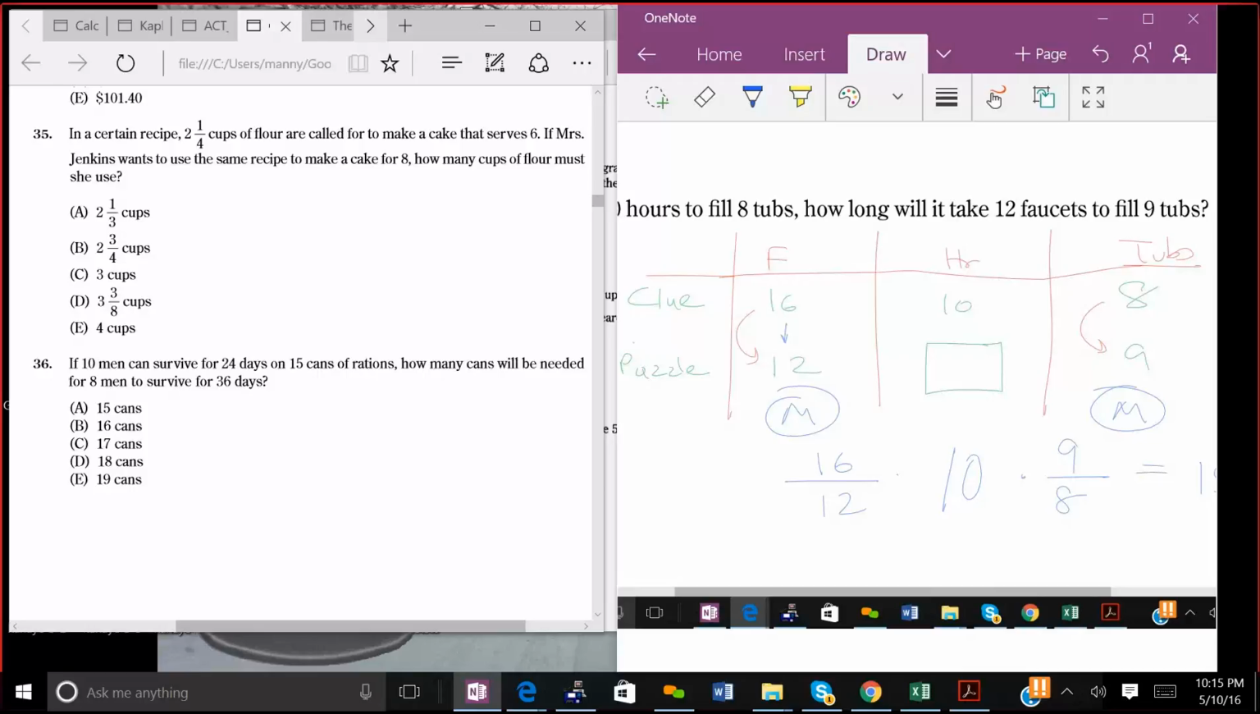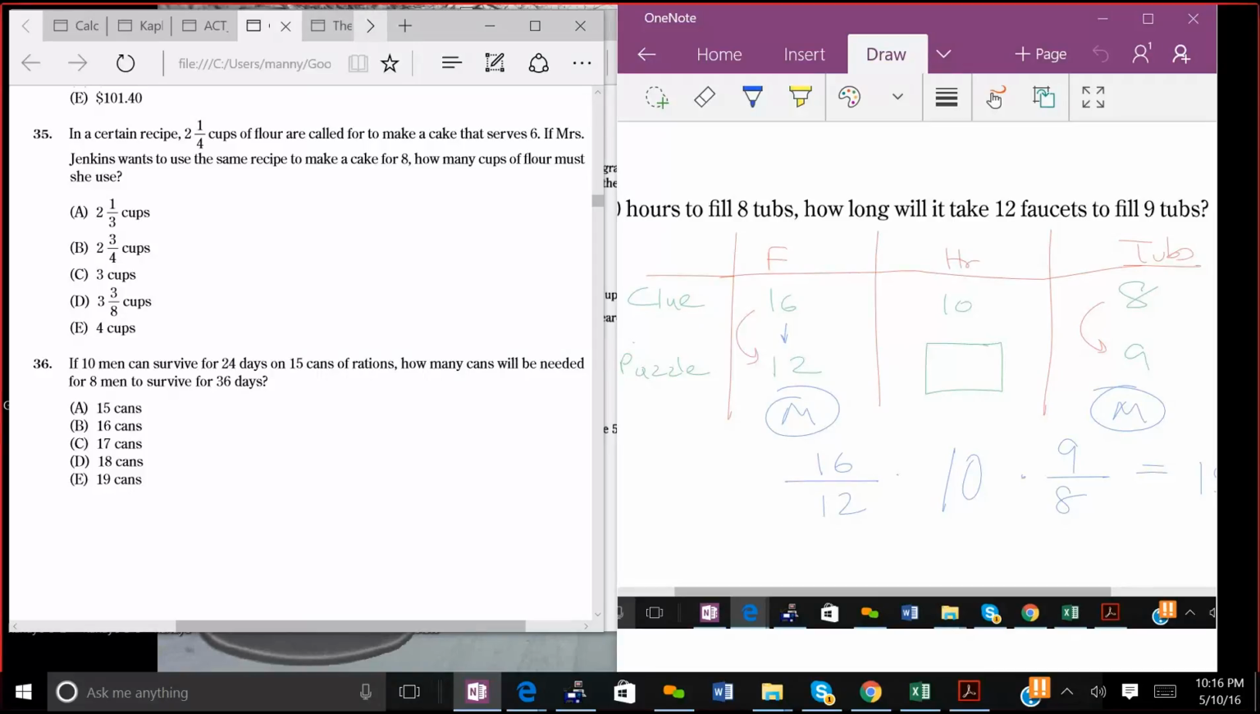So 10 men to 8 men will take less, so decrease. So do I put 8 over 10? Well, do you think it's going to take less food or more food? Less food for 8 men. Okay, so it should be 8 over 10? Yep. Cool. On the other side?